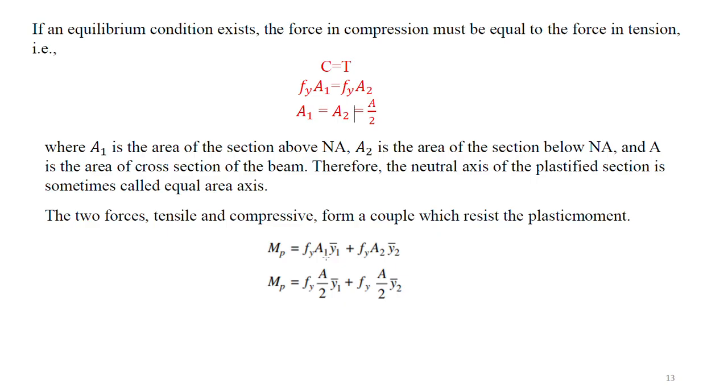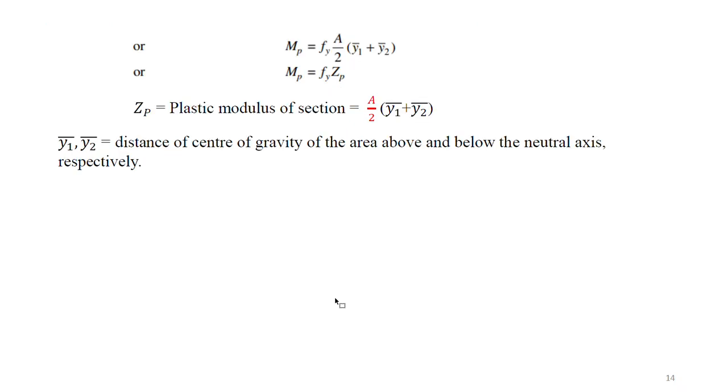In place of A1 and A2, we are going to use A by 2, whereas A1 is equal to A2 is equal to A by 2. If you substitute those A1 and A2 values here, you get the equation where the maximum plastic moment Mp is equal to Fy, which remains the same, into A by 2 into Y1 bar plus Y2 bar. This is called the plastic moment of the section.